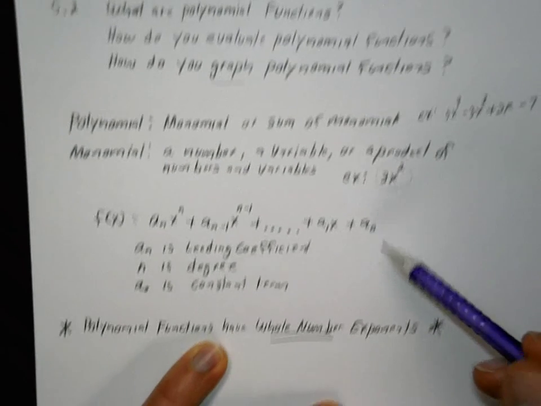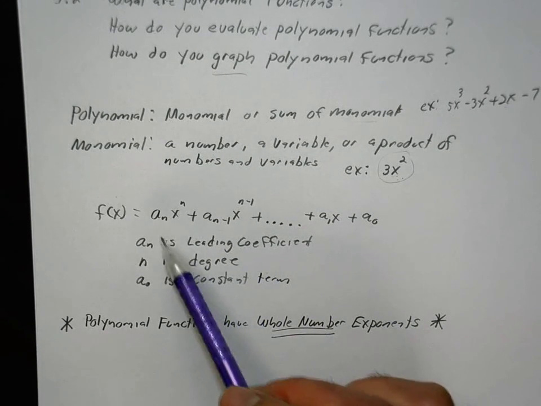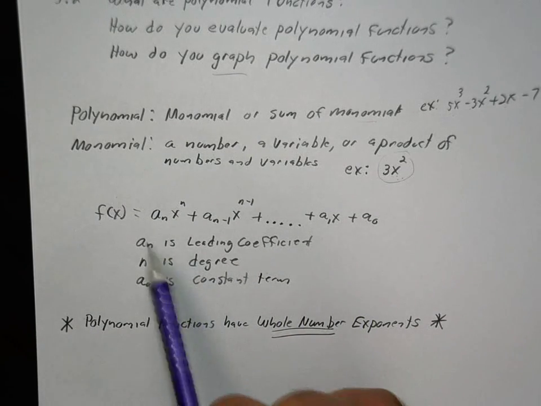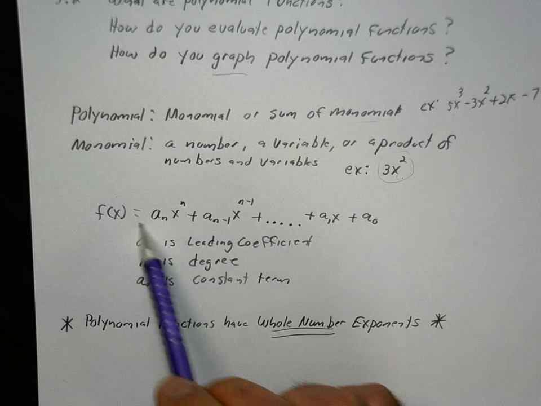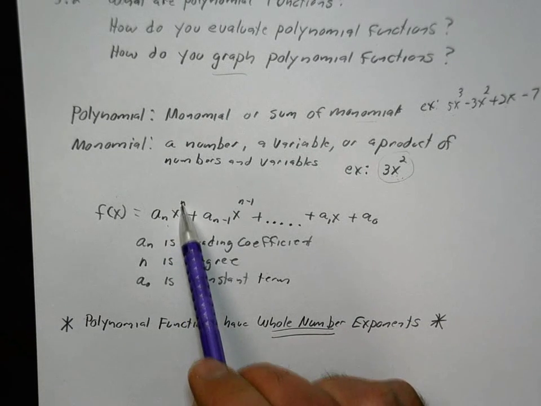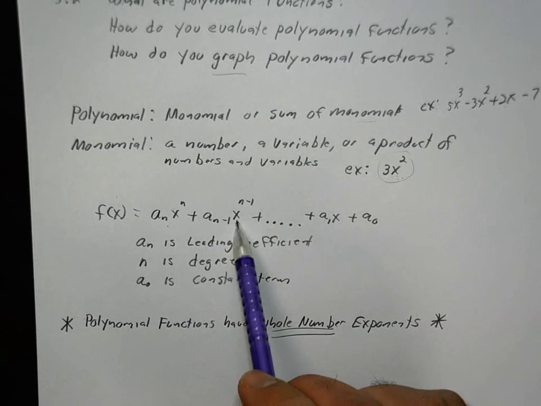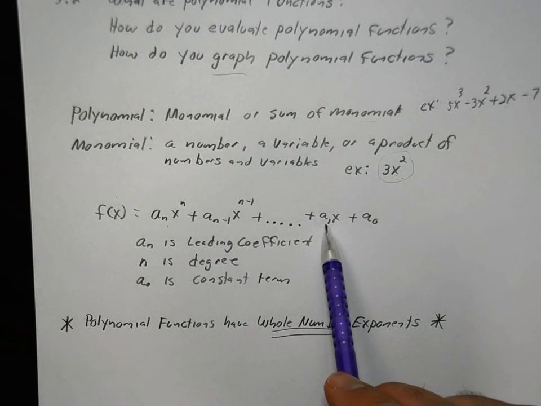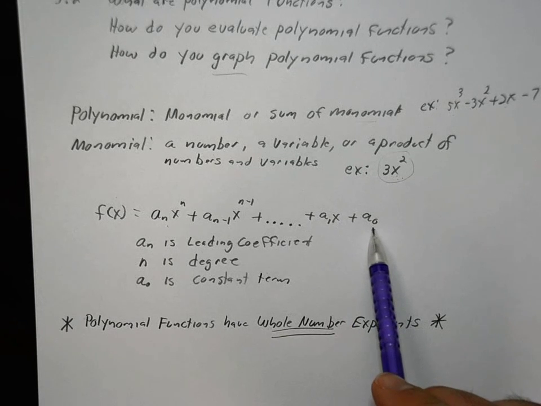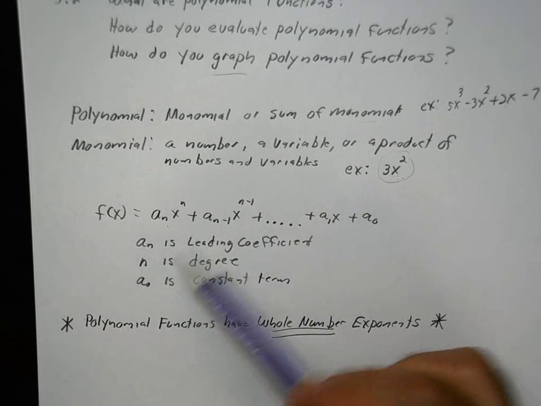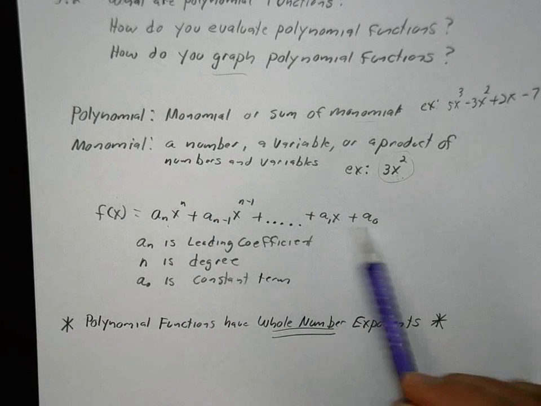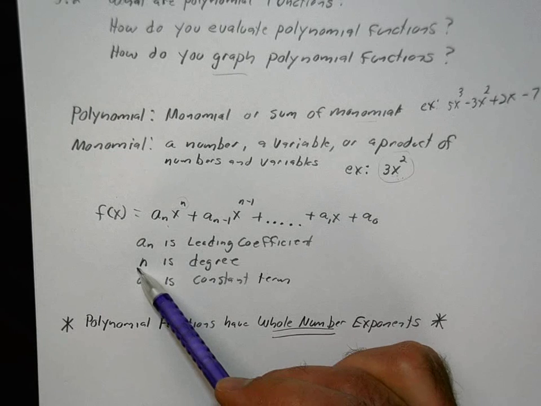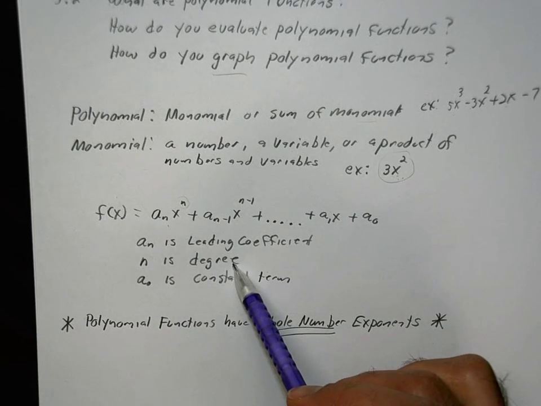So in general, this is in your book, a polynomial looks like this. And this looks a little bit confusing with the variables. You'd read this: f of x equals a sub n times x to the n plus a sub n minus 1 times x to the n minus 1 all the way down to a1x plus a0. All this is basically is n is the biggest exponent, and n is called the degree. The degree is the biggest exponent.